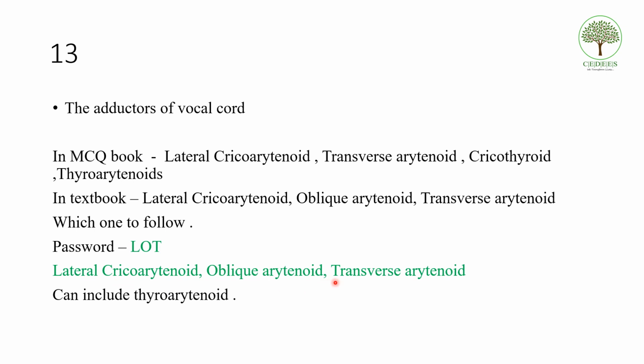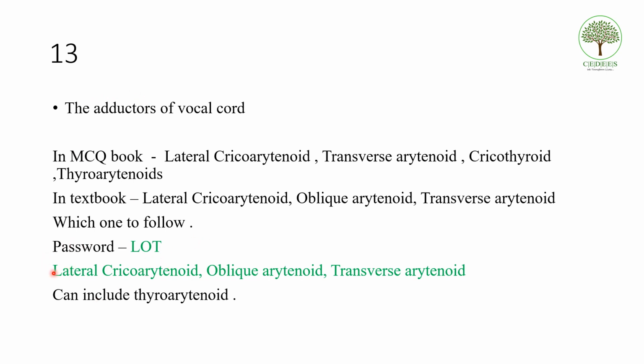There are two interarytenoids, the oblique arytenoid and the transverse arytenoid. They originate and insert in the arytenoid itself, so these are considered together. The transverse and oblique arytenoids are important for adducting the vocal cord, that means closing the vocal cord. The lateral cricoarytenoid also acts along with them. There are two cricoarytenoids, one lateral and one posterior. The posterior cricoarytenoid is the abductor. The only abductor is the posterior cricoarytenoid.